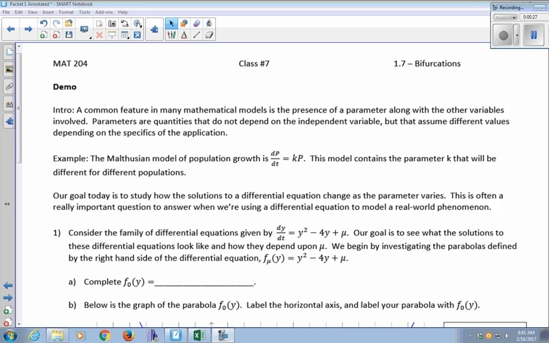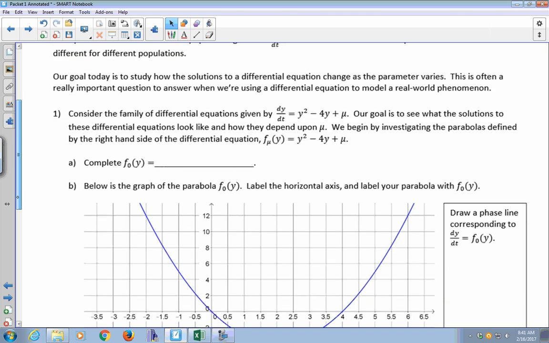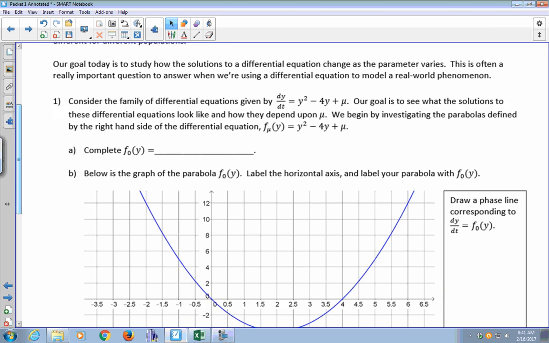But that constant of proportionality varies. It can change depending on what population you're studying, right? Fruit flies are going to have a different constant of proportionality than humans. So that constant of proportionality is what we're going to study today. We're going to study the effect of these parameters, how they change the solutions to a differential equation as you vary the parameter. It can be a really important question when you're studying real-world phenomena.